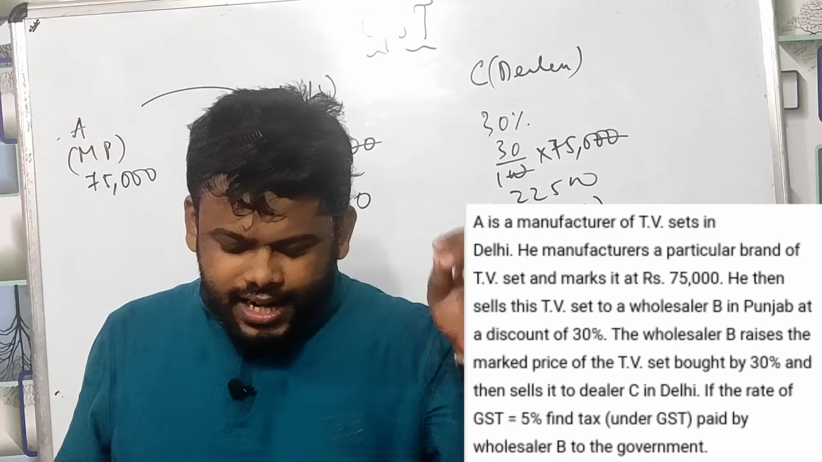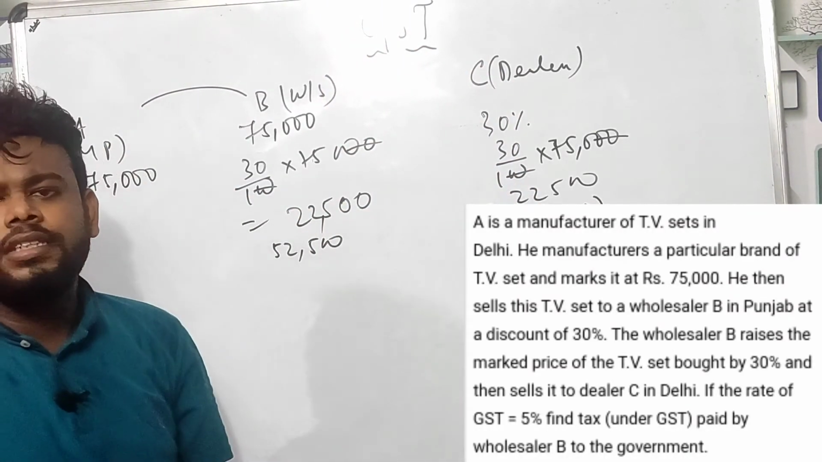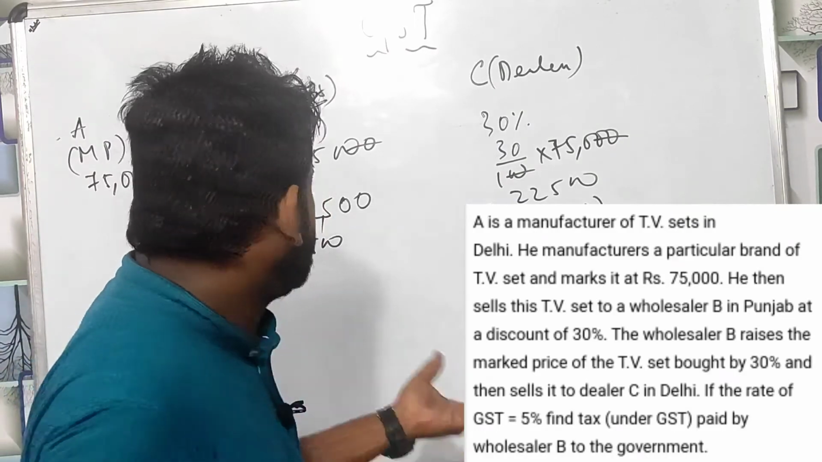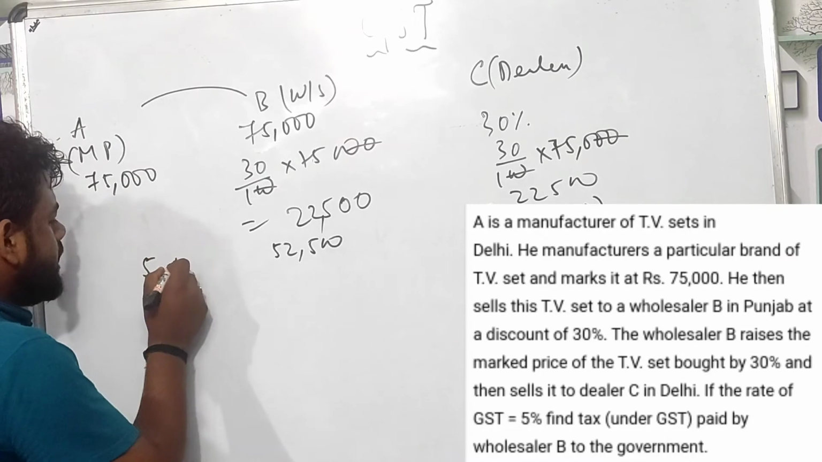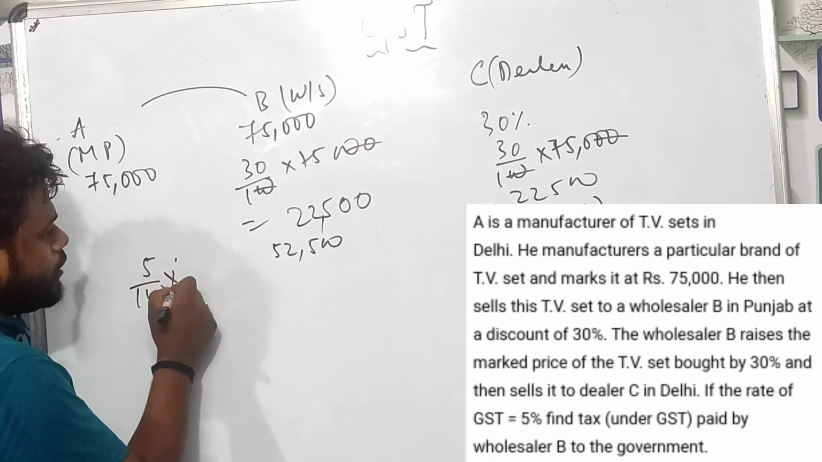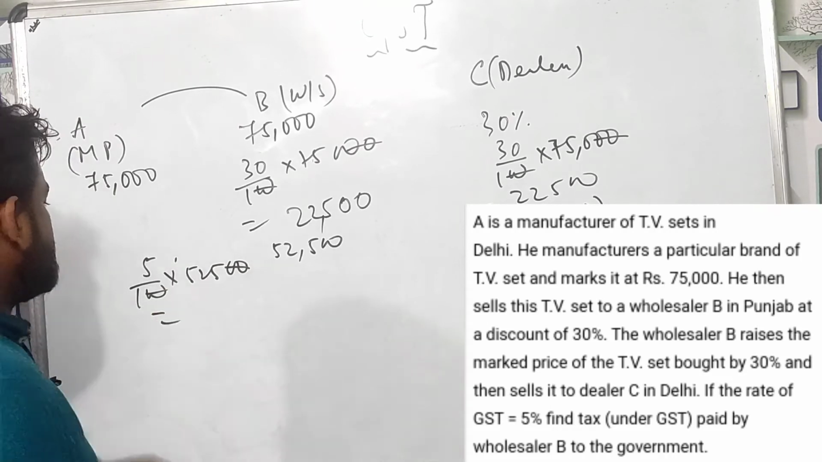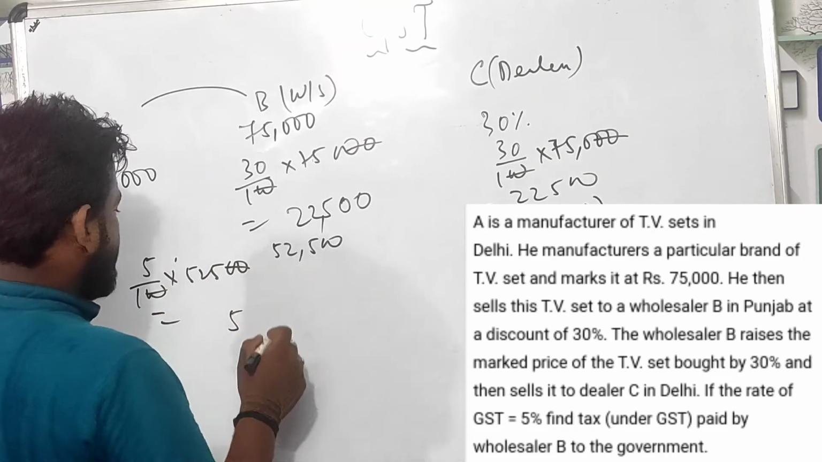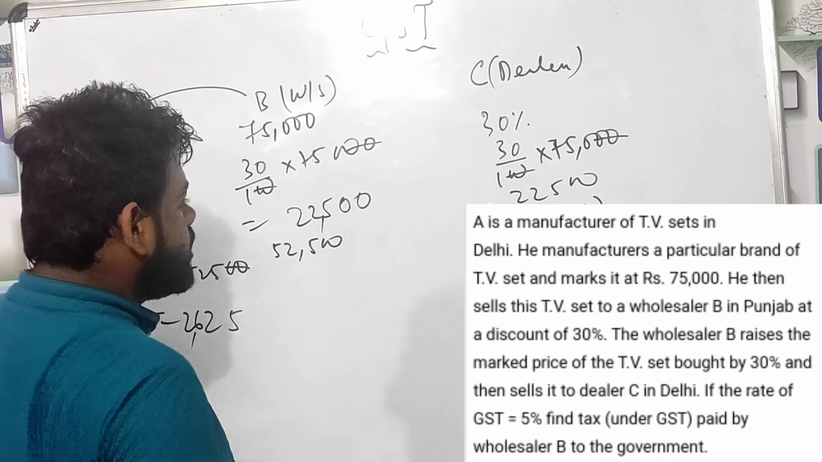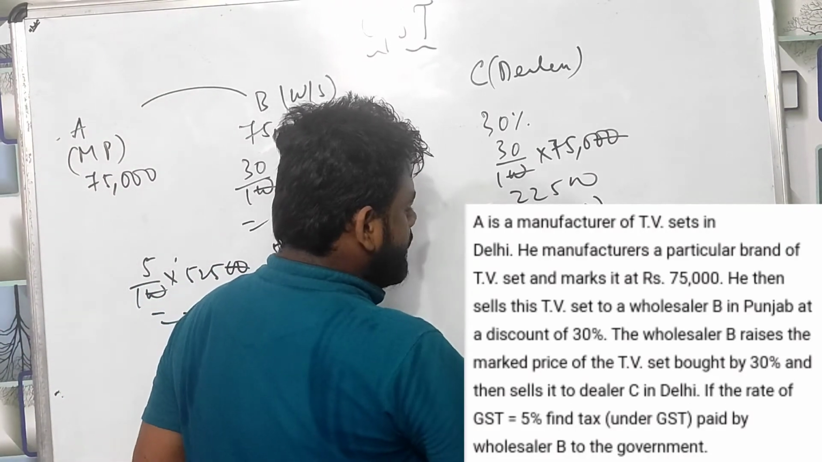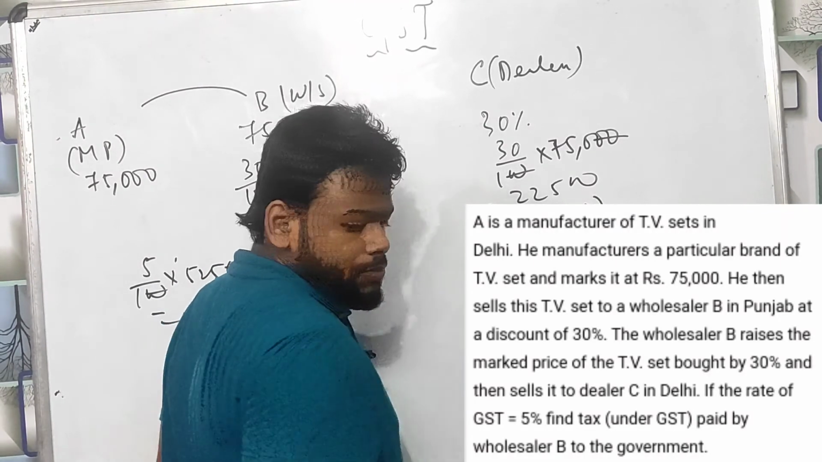He is saying that the rate of GST is 5%. Simple and straight: rate of GST 5%. So 5 upon 100 into 52,500. Cancelling the zeros, 5 fives are 25, 5 twos are 10, 10 to 12, 2 carry 1, 25 1 26. That is 2,625. Over here is again 5 upon 100 into 97,500.